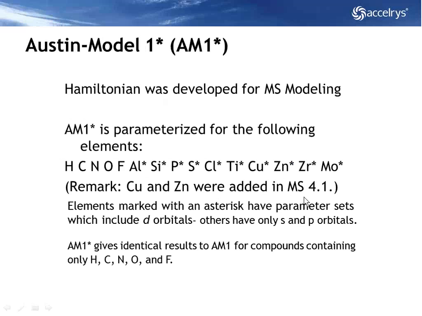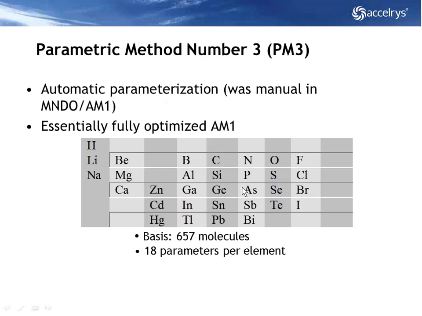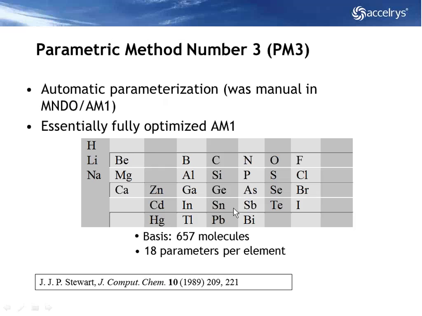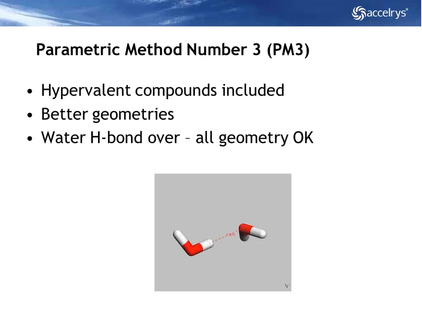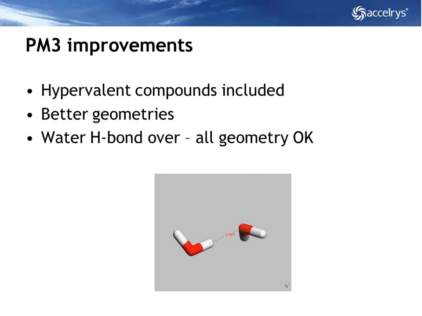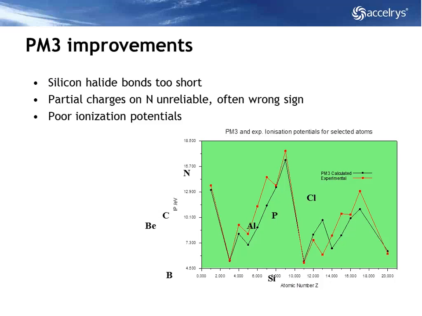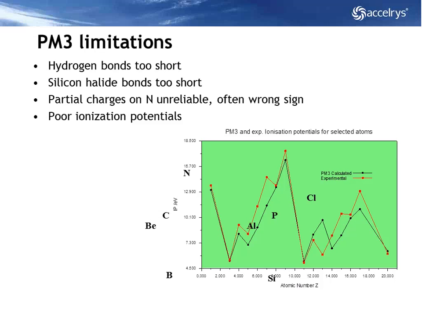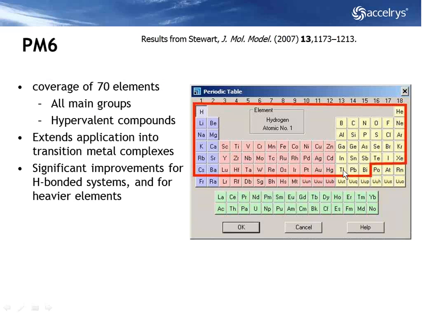And copper and zinc were actually added way back in the Material Studio 4.1 version. So this then gives us a series of molecules or base systems, chemical systems, well parameterized over those, right? It does well, but not quite on the hydrogen bonds. And that brings us to the PM3 model of Jim Stewart. And here you see the corrections of that. And the child of PM3, which is now called PM6, covers most of the main group, and it has significant improvement for hydrogen bonds.